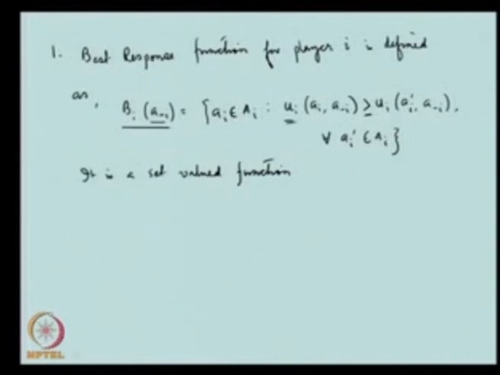In particular, the best response function could be null valued, which means there is no best response to the other players' actions, or it could be a function which specifies more than one action which are best given what the other players' actions are.